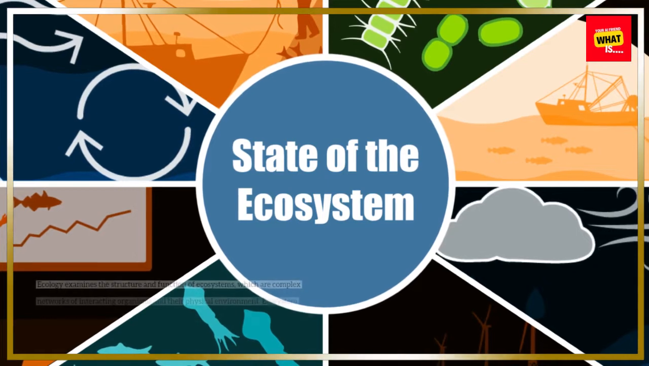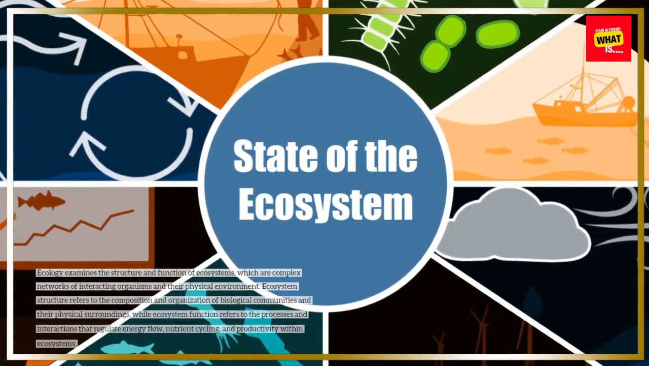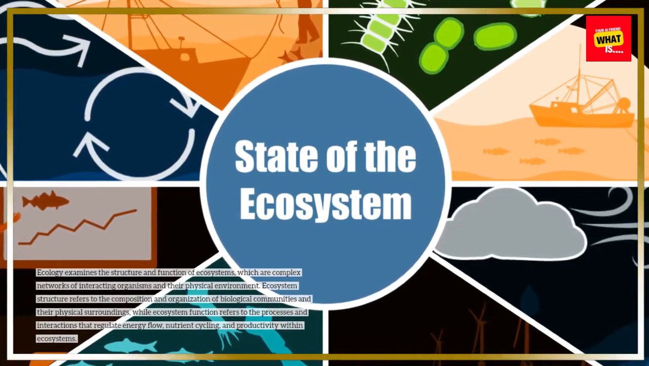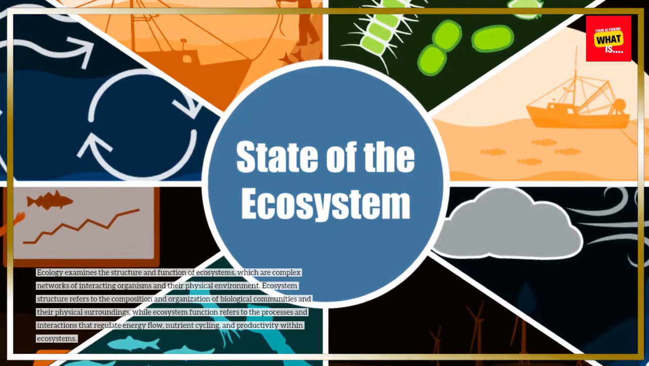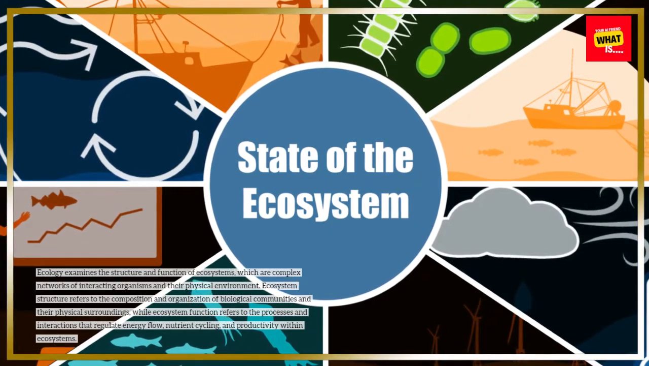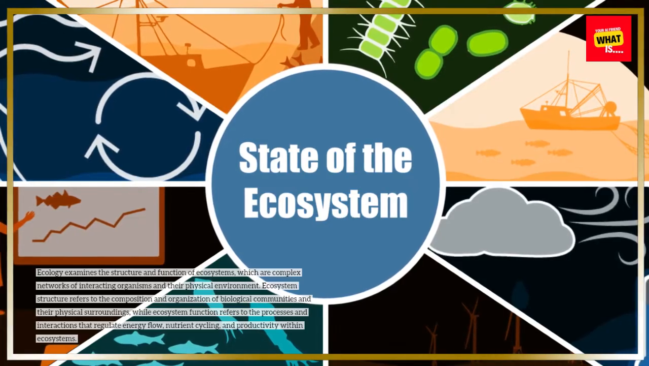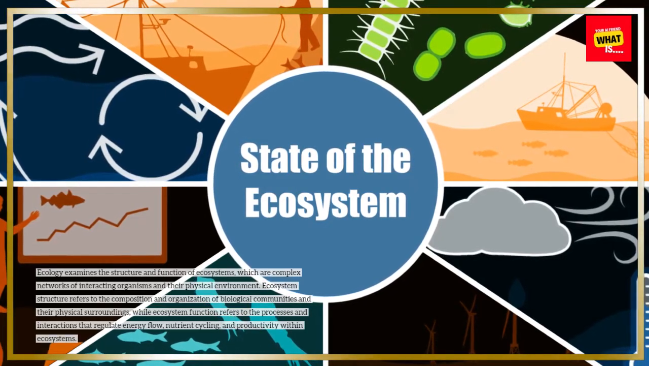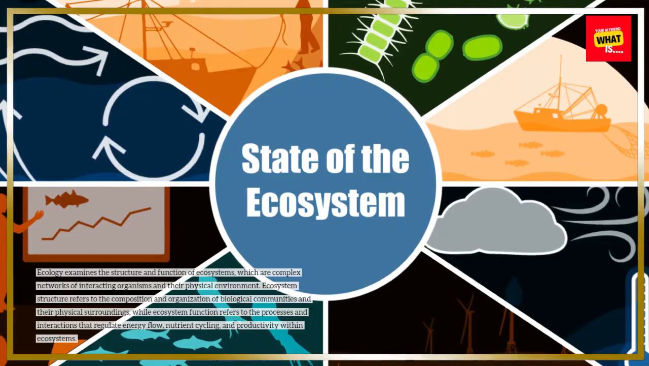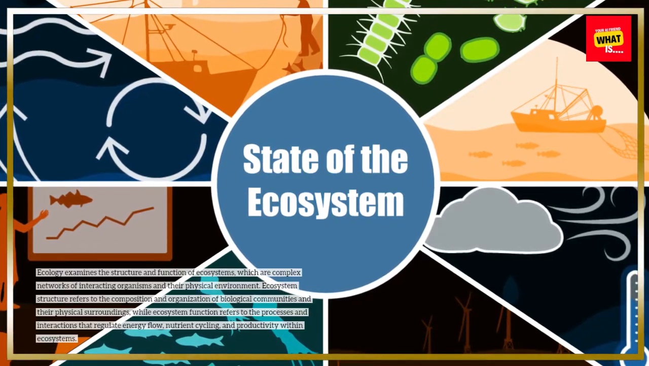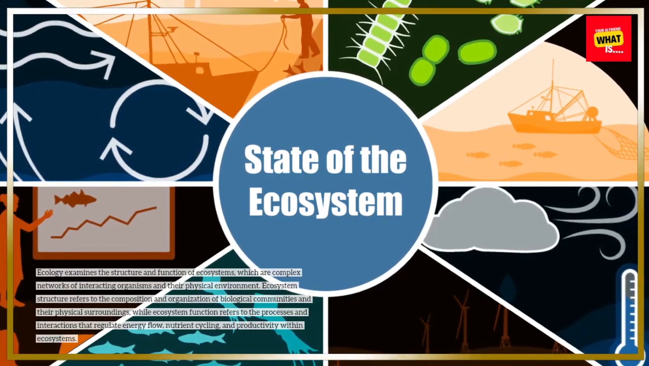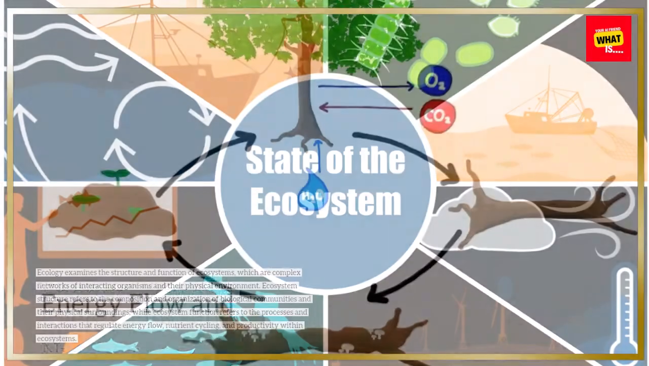Ecosystem structure and function. Ecology examines the structure and function of ecosystems, which are complex networks of interacting organisms and their physical environment. Ecosystem structure refers to the composition and organization of biological communities and their physical surroundings, while ecosystem function refers to the processes and interactions that regulate energy flow, nutrient cycling, and productivity within ecosystems.